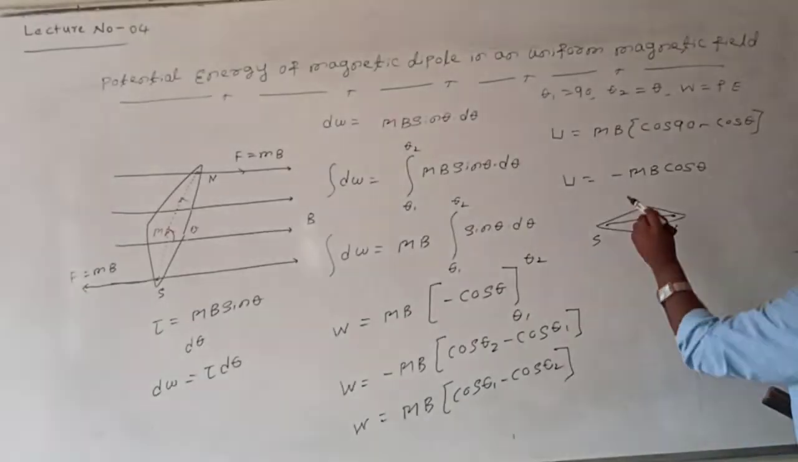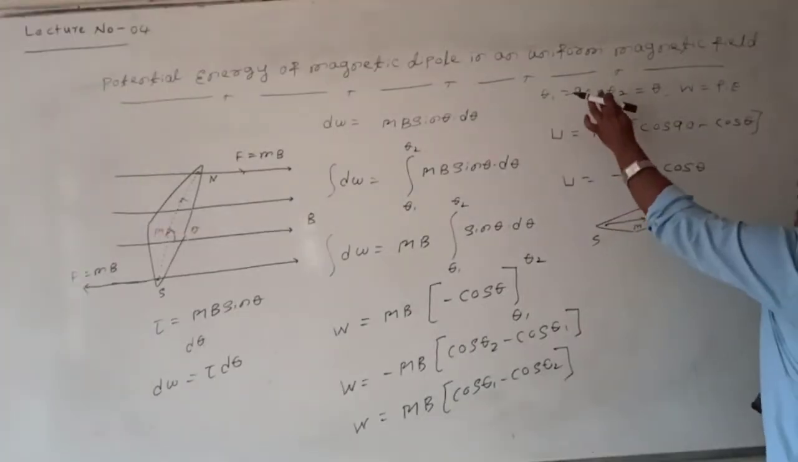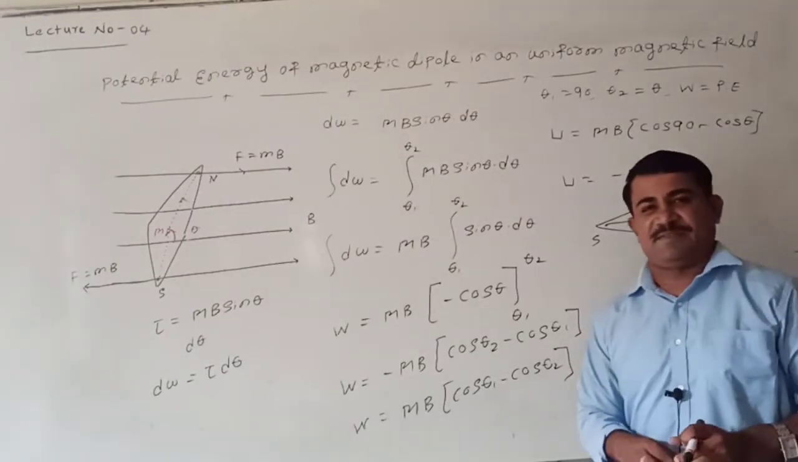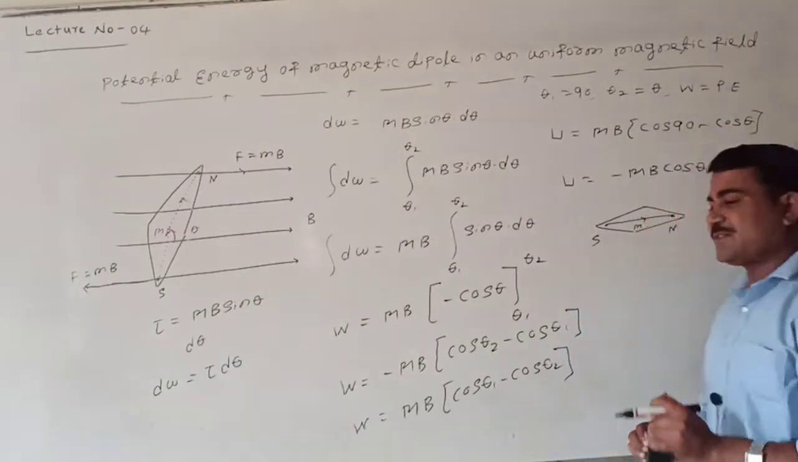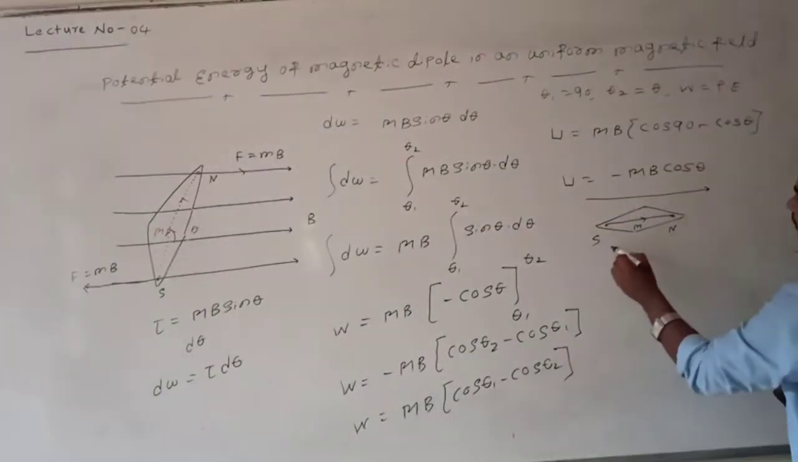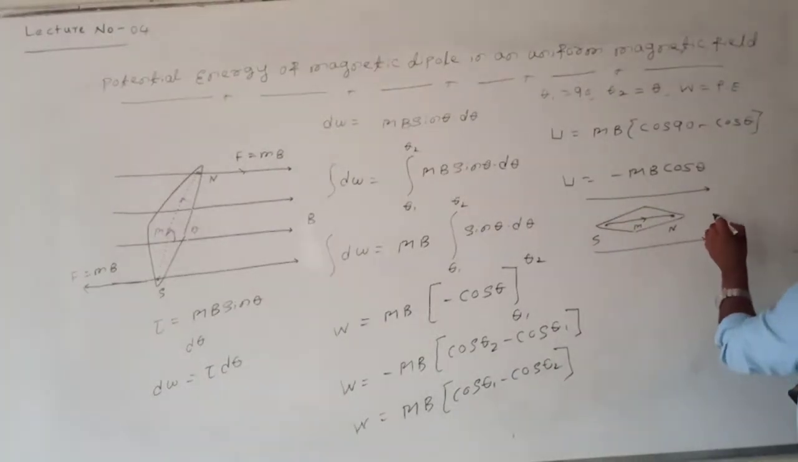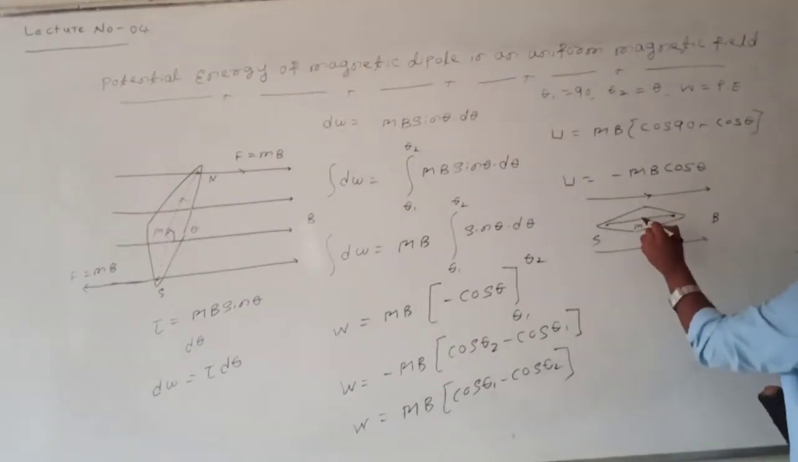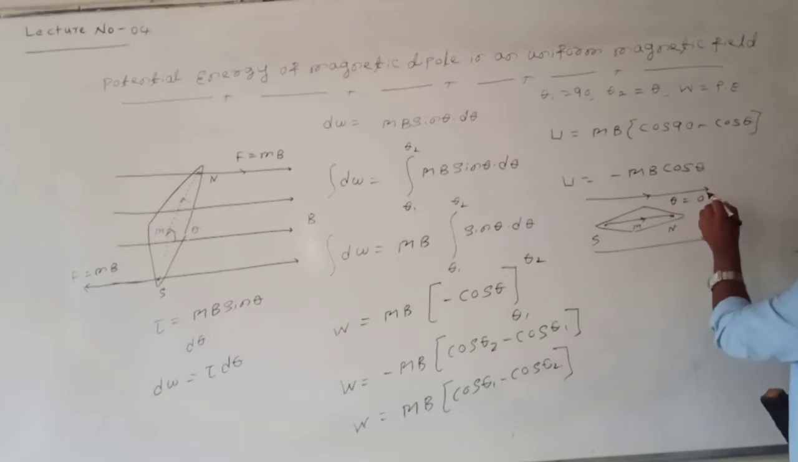Right? Now the dipole rotates from theta 1 is equal to 90 degree to theta 2 is equal to 0 degree. Theta 2 is equal to 0 degree. For 0 degree, I will take this as uniform magnetic field lines. Are you following this? This is B. Now what is the angle between B and M? The angle between B and M is 0 degree.